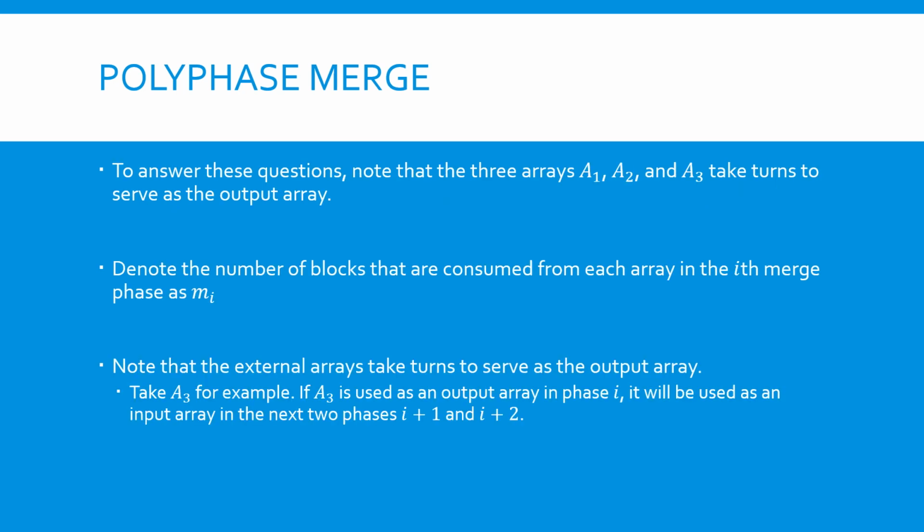To answer both questions, again consider the simple two-way merge. Say we have access to 3 external arrays, A1, A2, and A3. Also, denote the number of blocks that are merged from each array at the ith phase as Mi. Recall that the external arrays take turns to serve as the output array. That is, if A3 has served as the output array in the ith merge phase, A2 and A1 will serve as the output array for the i+1th and the i+2th phases.